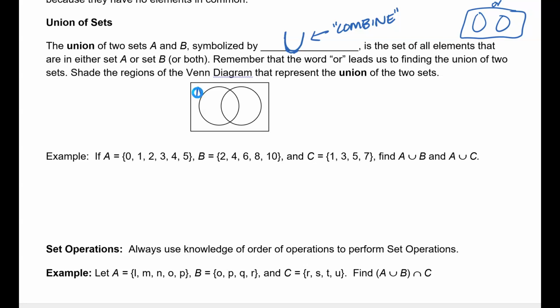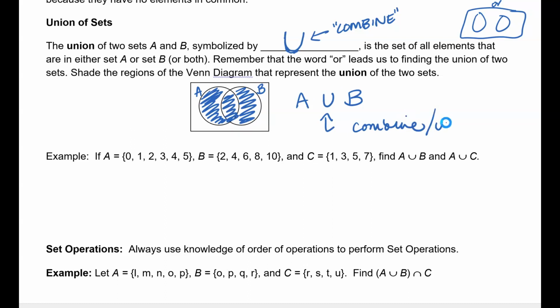So let's draw a picture. Let's call this circle A and this circle B. If we were to combine A and B, it would mean that we take anything that was in A, anything that was in B, and anything they have in common. So anything in that shaded region would represent A union B. Again, think combine together. And in words, we could say A or B.